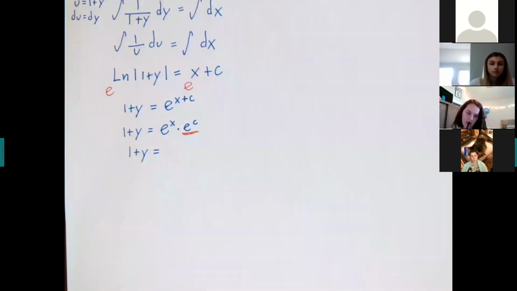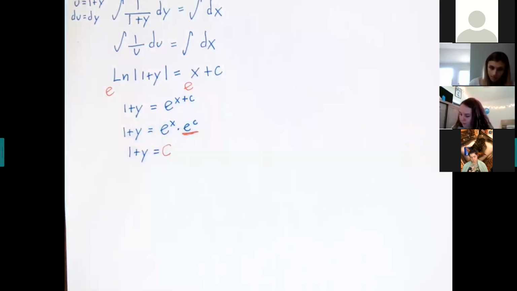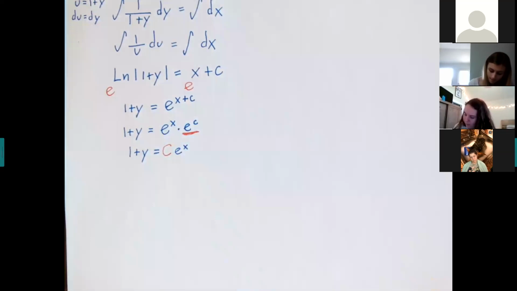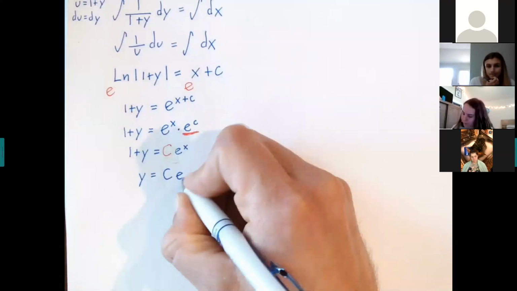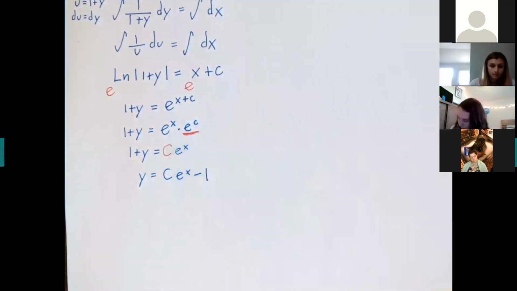So I'm going to call this other constant just C. Again, if you want to call it D, by all means, I don't care. Now, the only thing that's a little bit different with this one is that I have this one hanging out here. So this is C e to the x minus 1.